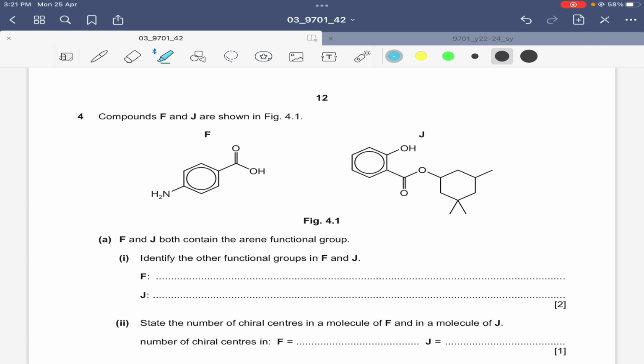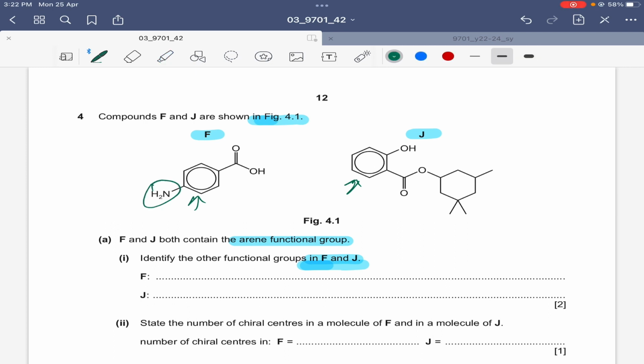Alright, so the next question is related to organic chemistry. Compound F and J are shown in figure 4.1. So we have two different compounds, F and J. F and J both contain the arene functional group, this benzene ring. Benzene rings are known as arenes. So they both contain this arene functional group. Identify the other functional groups in F and J. What are the other functional groups present in F and J?